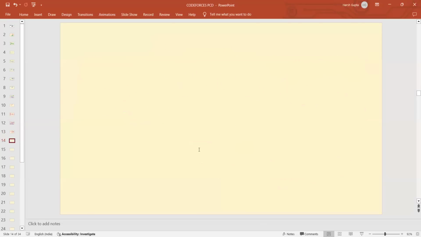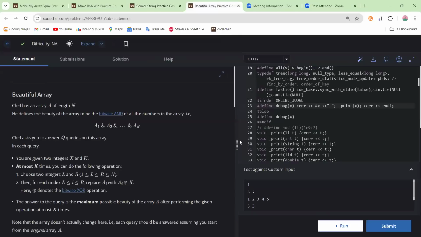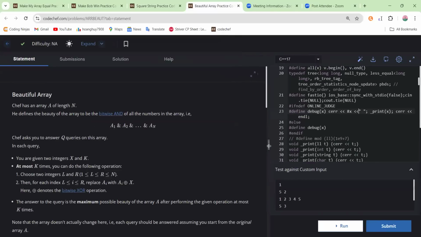So let's jump on to the fourth question for the day. If I want to talk about this question, it was written to confuse you very much. But in actuality, this question is not so tough. It's easy. So let's see how we can solve this. So yes, the name of the question is Beautiful Array.